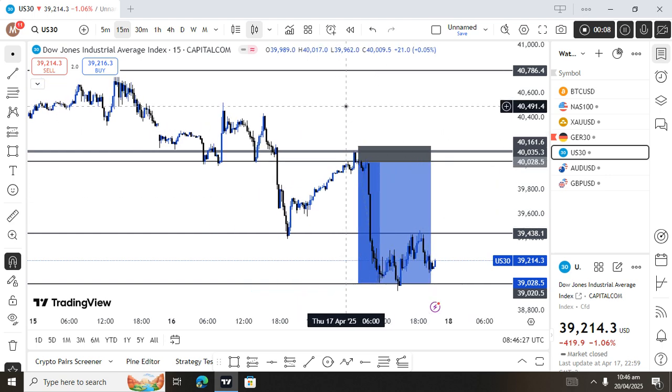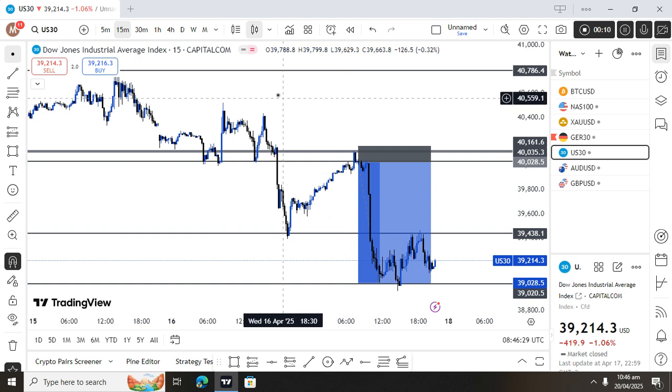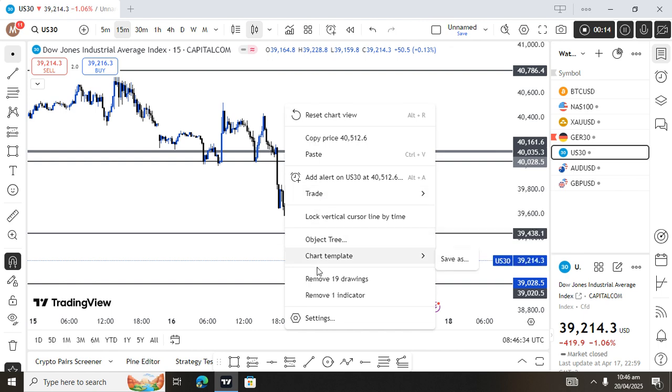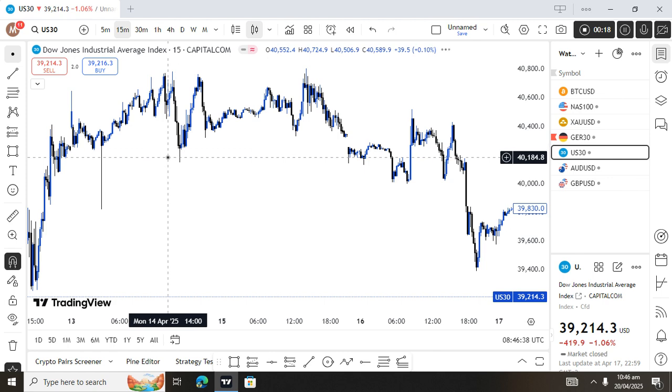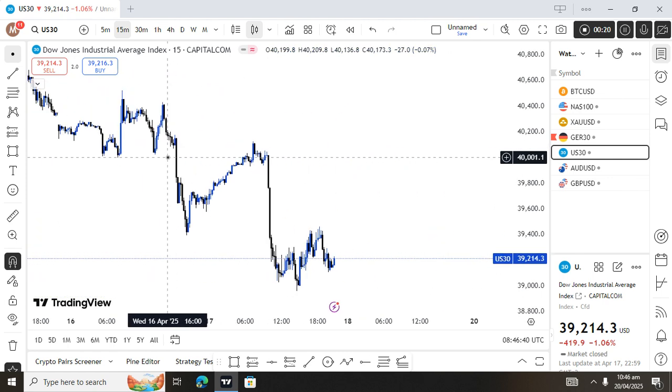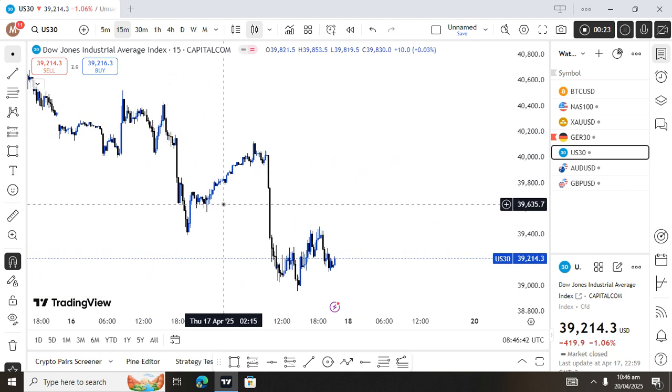Let us try to analyze US30 from scratch, just a top-down analysis. The first thing to do right now is just remove all the drawings so that we can start. There is one thing that I do for my strategy. I'm using price action, guys, for indices, which is US30.